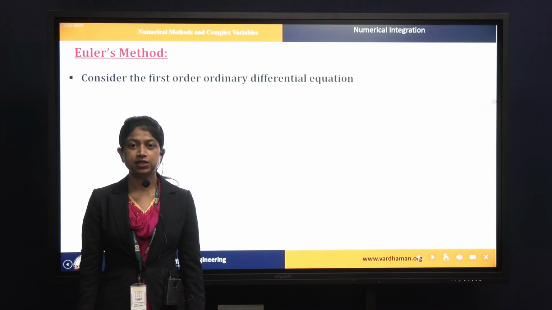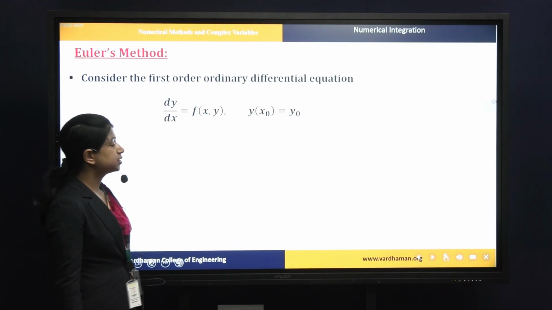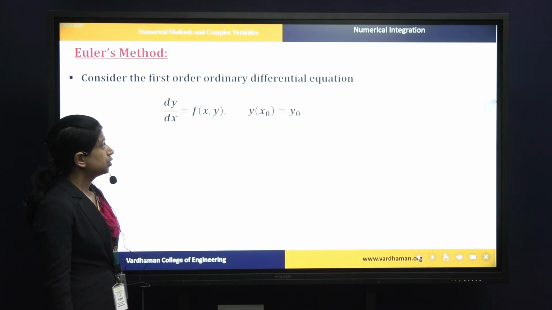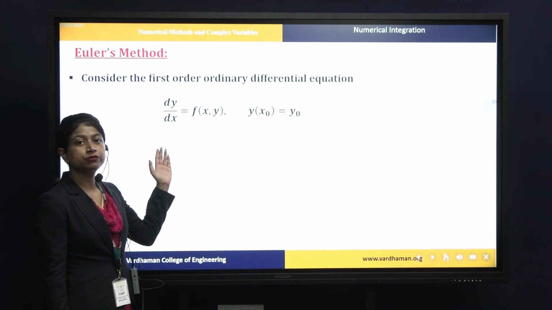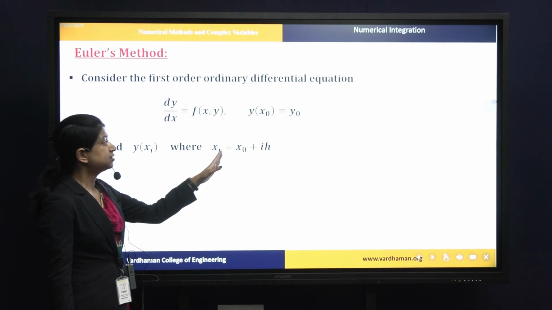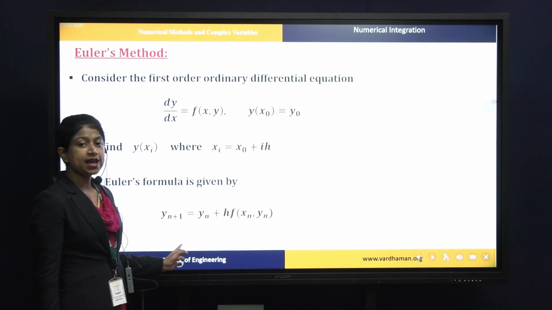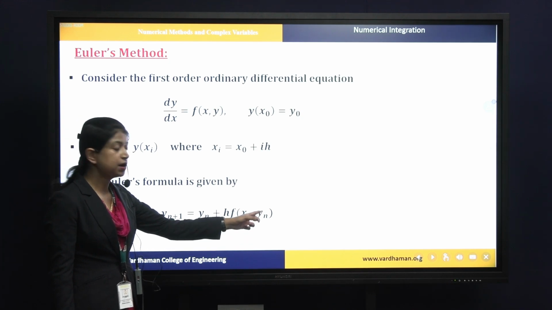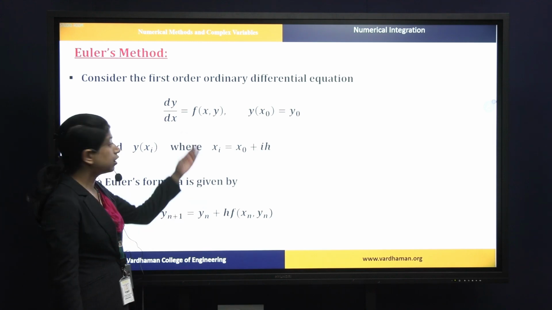First of all, we need to consider first order ordinary differential equation which is of the form dy by dx is equal to f of x comma y, and the initial condition is given as y at x naught is equal to y naught. To solve this equation means we need to find y of x. To find y of xi, where xi is x naught plus i into h, the Euler's formula is given by yn plus 1 equal to yn plus h f of xn comma yn. This is the general formula. Let us now see how we can derive this formula from this equation.